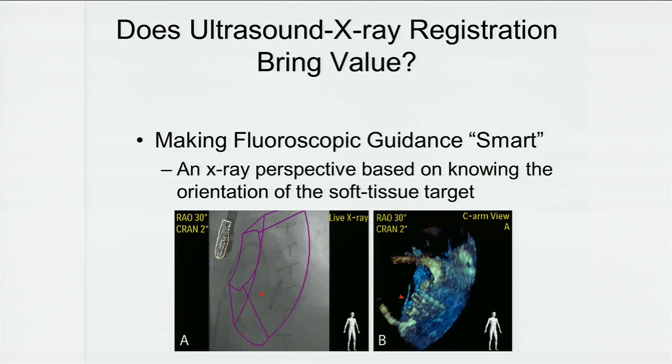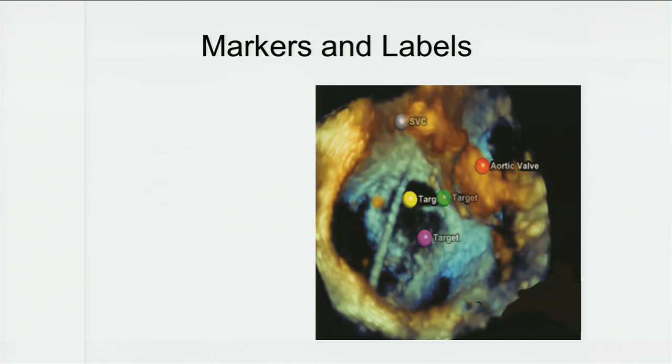So it really makes fluoroscopy guidance much more smart. For example, this is a prosthetic mitral valve with a paravalvular leak. We're going to perform a paravalvular leak closure. We see in the ultrasound, only in the ultrasound, where that paravalvular leak is and the perspective, and wouldn't it be good to have an X-ray view where we really know where that paravalvular leak is? So by getting the registration of these two modalities, one can bring that together and make that view of the paravalvular leak much more appropriate for performing an intervention.